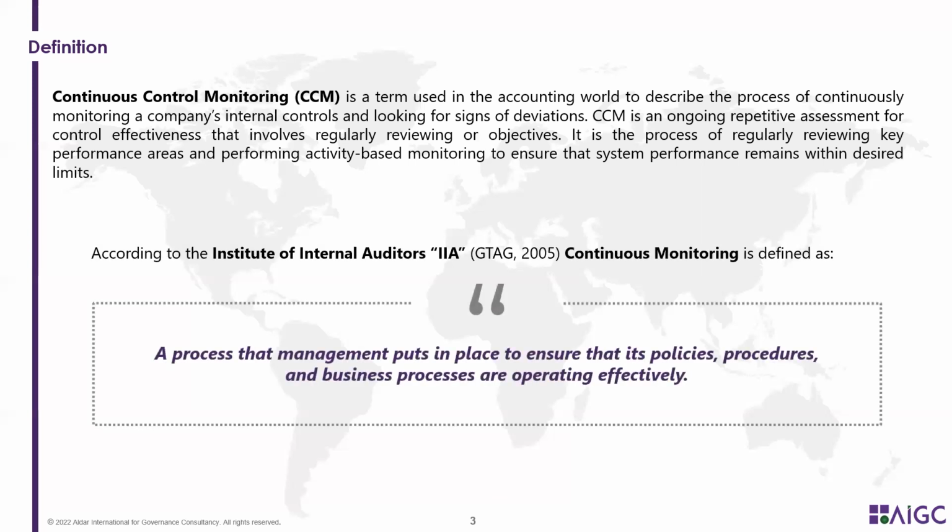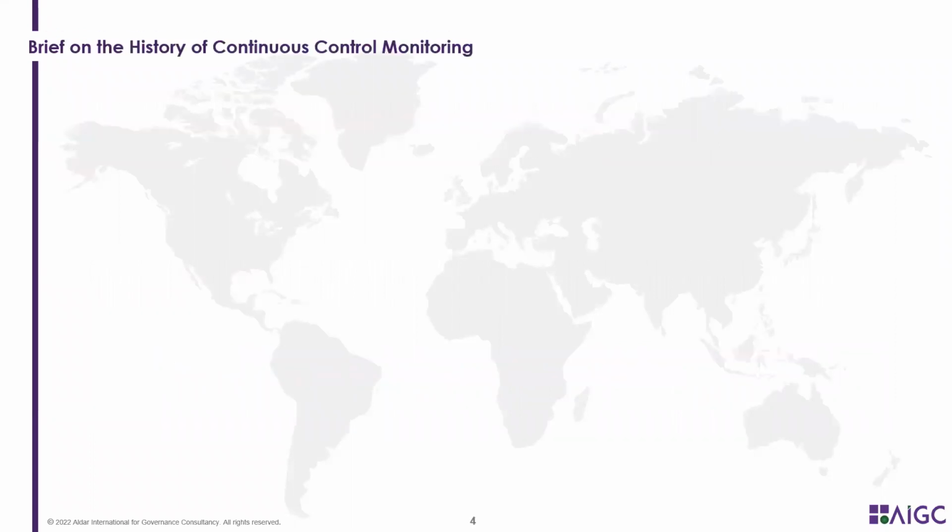If I take a more formal definition, I would go to the IIA definition in the GTAG in 2005, which defined continuous monitoring as a process that management puts in place to ensure that its policies, procedures, and business processes are operating effectively. Let me go a little bit into continuous monitoring in general. I think most of you would think that it's new and just started in the last decade, but the reality of continuous monitoring goes a little bit further back.